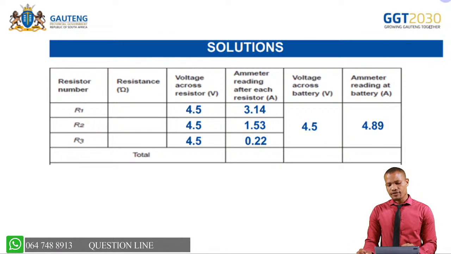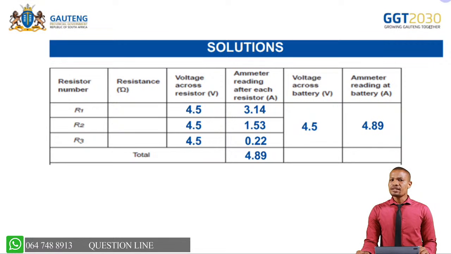So we add 3.14 and 1.53, and 0.22, and see how much it gives us. It gives us 4.89 volts. This is a characteristic of a parallel circuit.